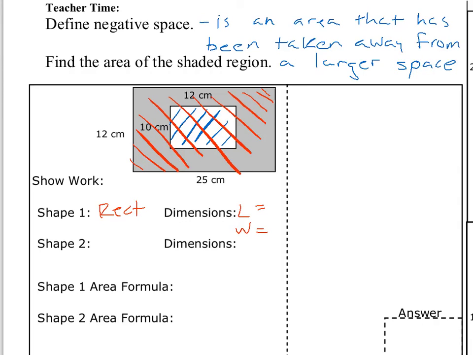Mr. Ross. 25 and 12. Sorry, I didn't hear you. So I can find out the area that I started with. My area 1 is equal to length times width, which is 25 times 12. And so I started with 300 square centimeters of brownie.